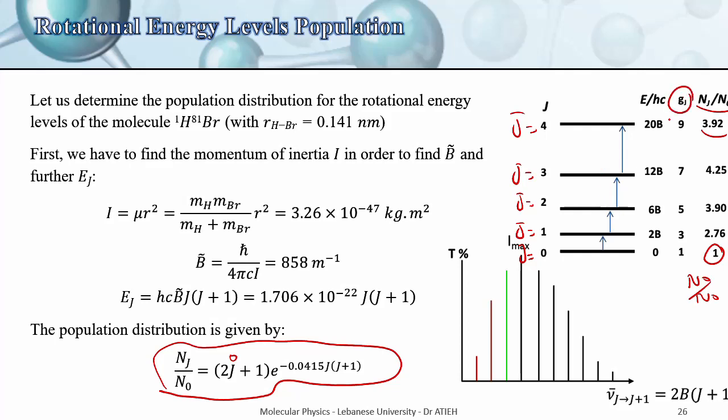Here Gj corresponds to the degeneracy. This is the degeneracy. This is 1, 3, 5, 7, 9, etc. And here is the energy in terms of wave numbers. We have already explained that earlier. So it's 0, 2B, 6B, etc. Due to the population, we will get some sort of lines where the maximum is in the middle, around J equals 3.